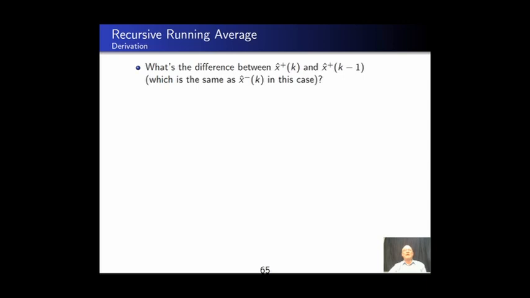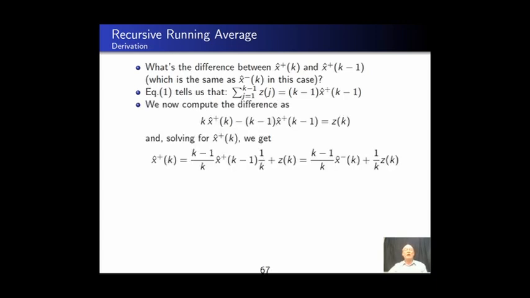So to do that, we need to understand what the difference is between x hat plus at time k and x hat plus at time k minus 1, which of course is the same as x hat minus at time k because there's no dynamics. Well, the sum of the first k minus 1 measurements is the same thing as the quantity k minus 1 times x hat at time k minus 1. So now we can compute the difference between the two, and of course, as we already knew, it's pretty obvious. The difference is just the last measurement. That's the only difference between the estimate at time k minus 1 and the estimate at time k, so we've added a new measurement, zk.